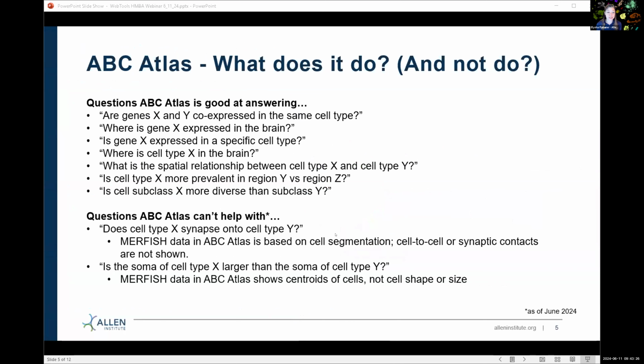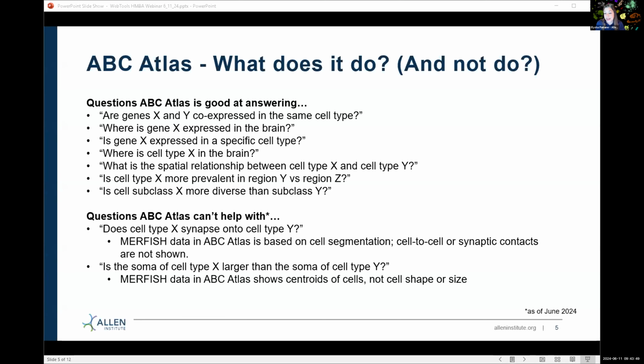So what's it good for? What does it do? The questions that ABC Atlas is good at answering, for example, are genes X and Y co-expressed in the same cell type? You can filter and color by gene expression. Where is cell type X in the brain? We have the spatial transcriptomic data that actually shows you that spatial distribution.